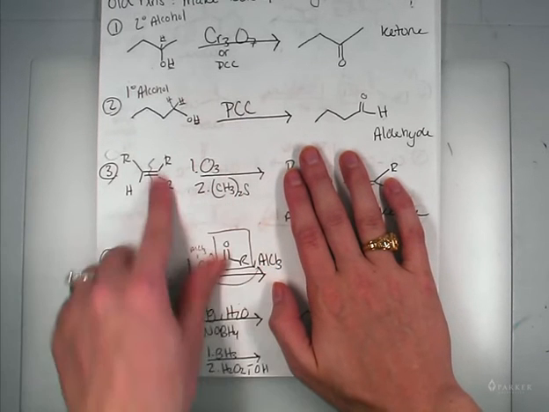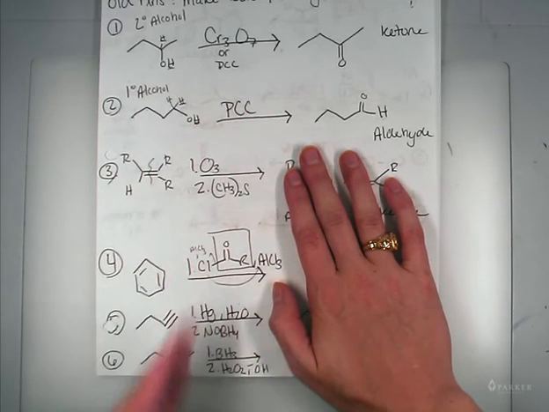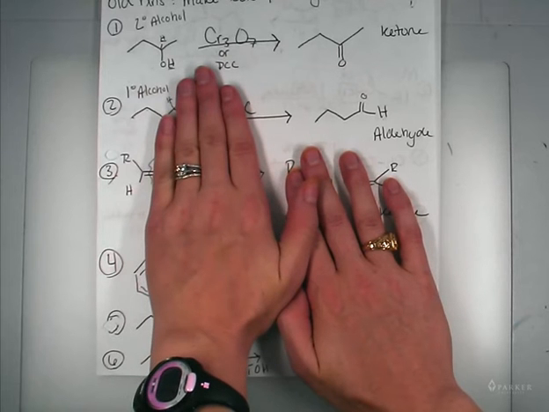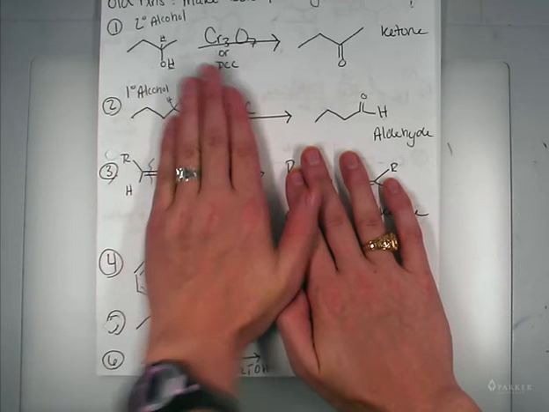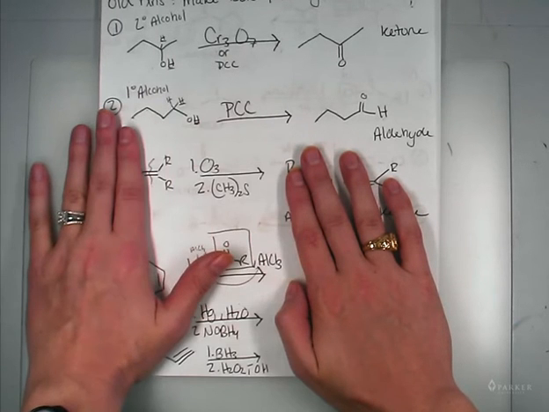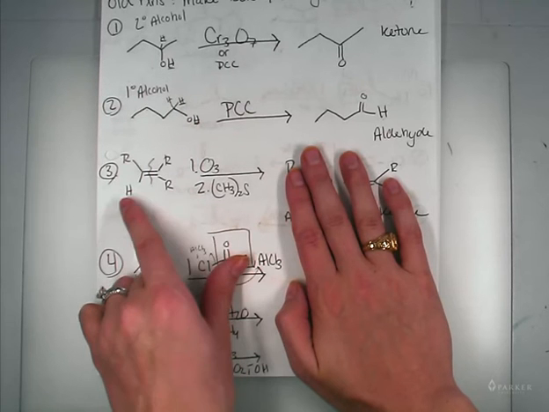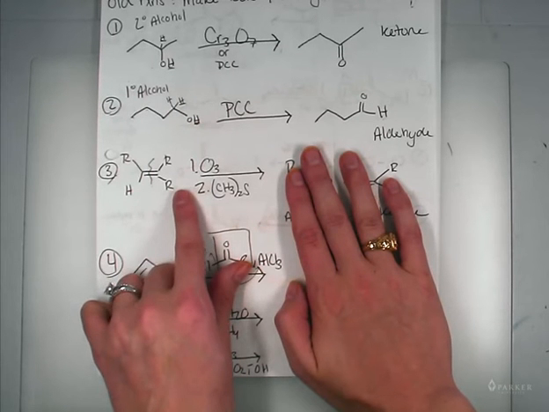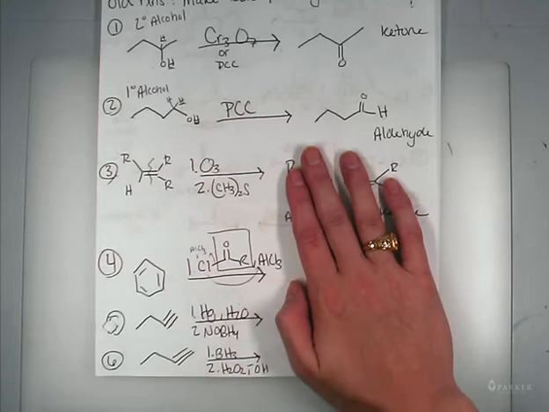Ozone, what does that do to the double bond? Cleaves it. So the left side will turn into an aldehyde, and this right side shown will turn into a ketone. Now, I could have had an aldehyde on both sides if I wanted. This is just the example I put on there.